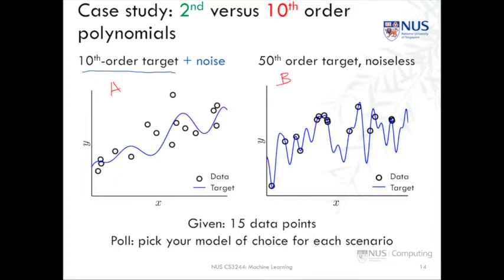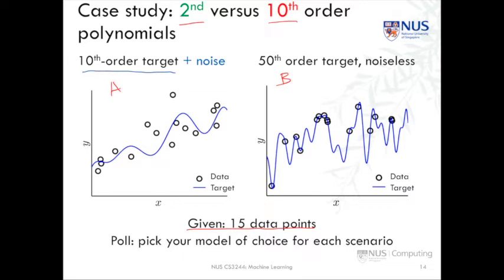So we have case A and case B here. And we want to ask ourselves what will happen when we try two different types of polynomial fits. Let's restrict ourselves to the case where we use polynomials of up to second order, meaning a quadratic curve, or 10th order polynomial. Of course, now that we've learned about bias variance, we know that the data set that we're providing will dictate the quality of the results somewhat. Here we're given 15 data points to fit our curves.